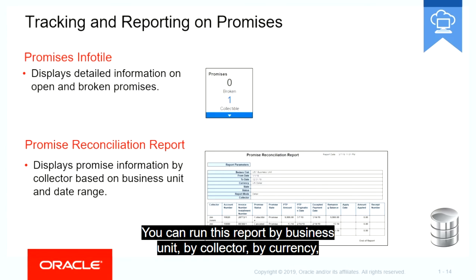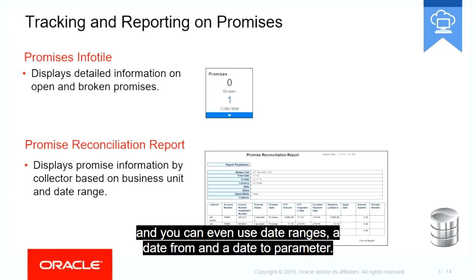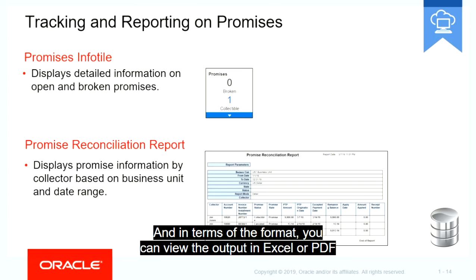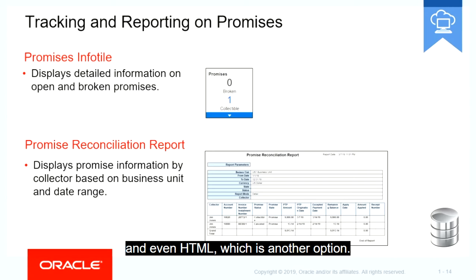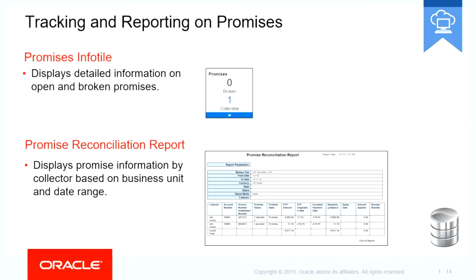You can run this report by business unit, by collector, by currency, and you can even use date ranges, a date from and a date to parameter. And in terms of the format, you can view the output in Excel or PDF and even HTML, which is another option. So you have three options there: HTML, PDF, or Excel.